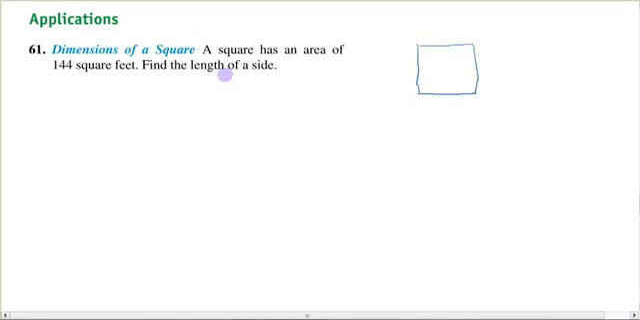Now the thing that they're asking you to find most often is the thing that you're going to let your variable be. So it's saying find the length of a side. So we're going to let x equal the length of a side. Let's draw that in. There's a side, there's a side, there's a side, there's a side. Go back and read the problem again. A square has an area of 144 square feet. So here, let's see. If they're saying something about area, we should probably use an area formula.